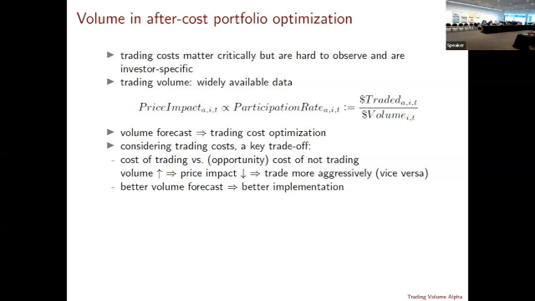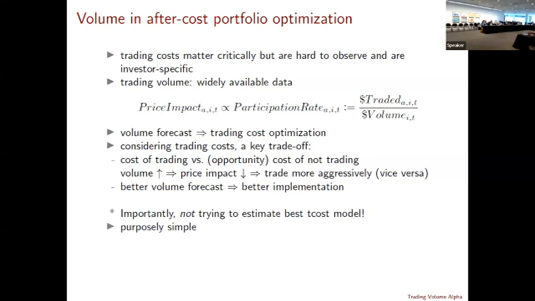And the numerator of that is investor specific, right? And you often need proprietary data, like some papers that I've written with some of the AQR data, but the denominator is widely available, right? Dollar volume that's out there. And the basic idea is holding the numerator fixed, of course. If volume increases, price impact goes down, and you could trade more aggressively. Of course, vice versa if you get the opposite effects. And that can result in better implementation.